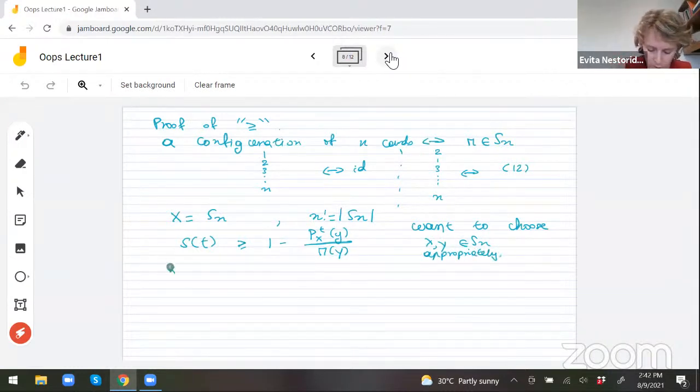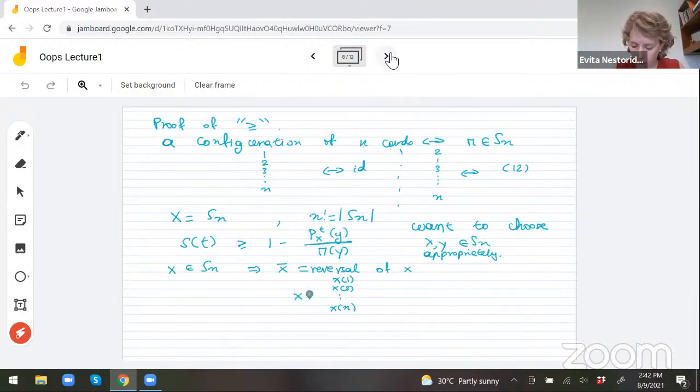If we have a configuration in Sn, we'll see in a second why we will need to consider the reversal. So X bar is the reversal of X, meaning that if X is some ordering of the n cards, X bar will be reversing them, putting X1 on the very bottom. Okay, so you flip.